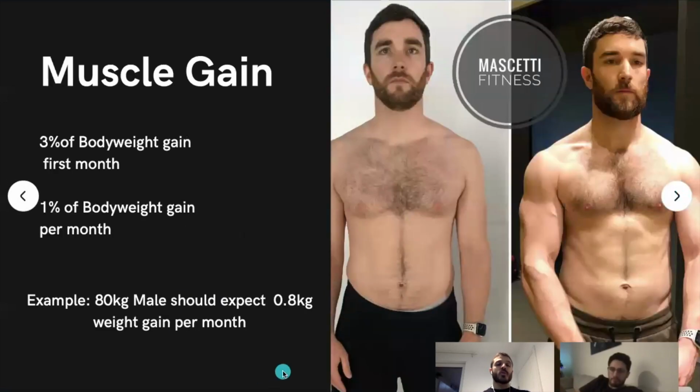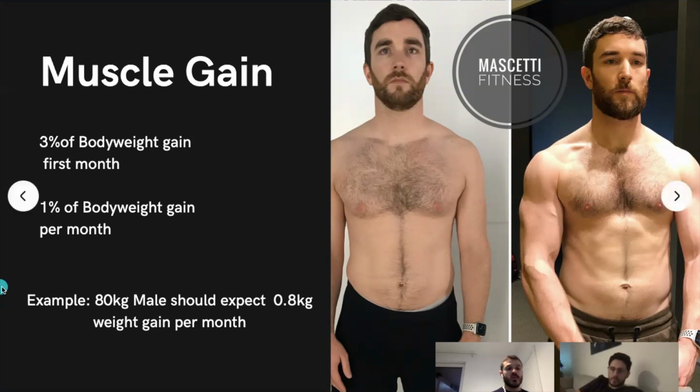And then for muscle gain, this is actually a very slower process. In fact, whilst we can look at a 3% of body weight gain in the first month, we're actually looking for a 1% of body weight gain per month. So fat loss is up to 1% per week, while muscle gain is 1% per month. So again, an 80 kilo male should expect up to 0.8 kilo weight gain per month.